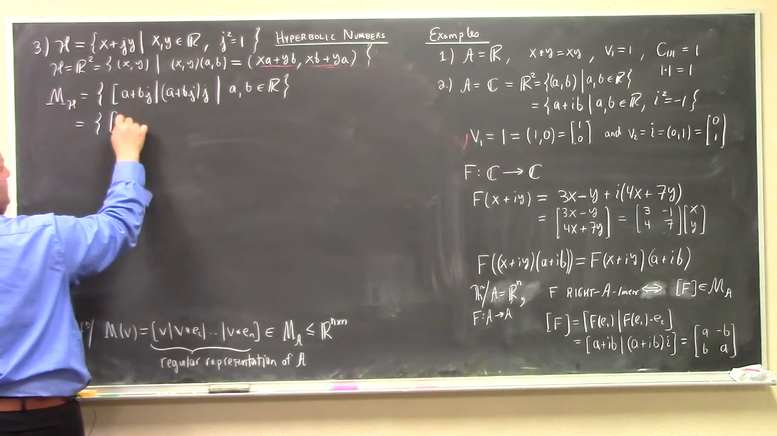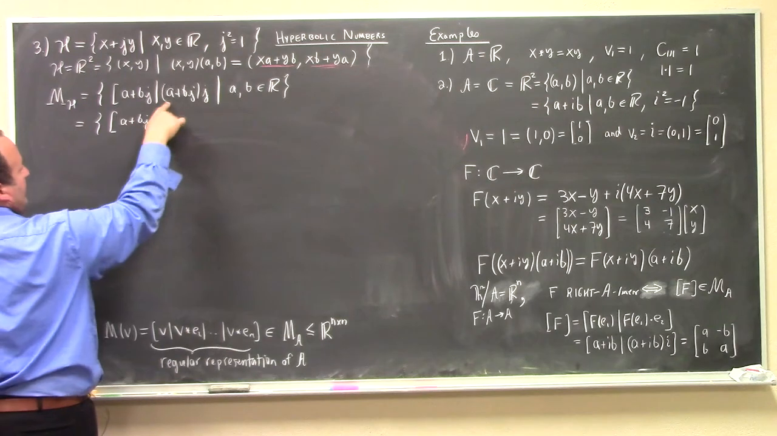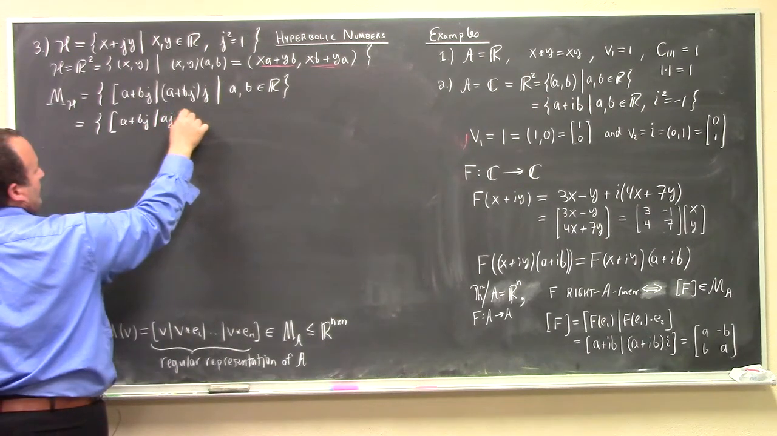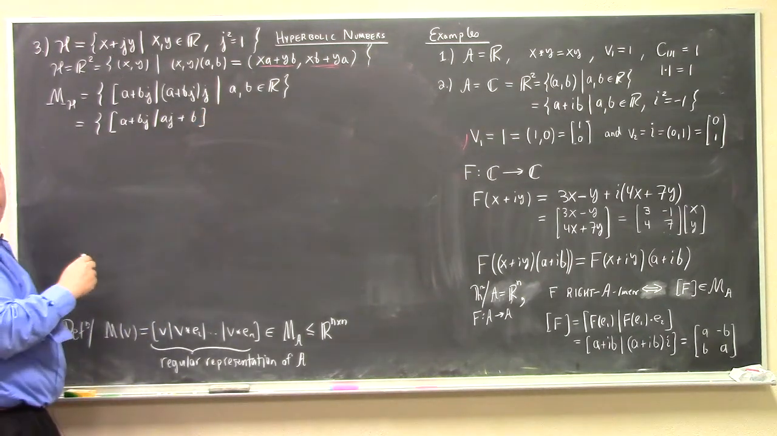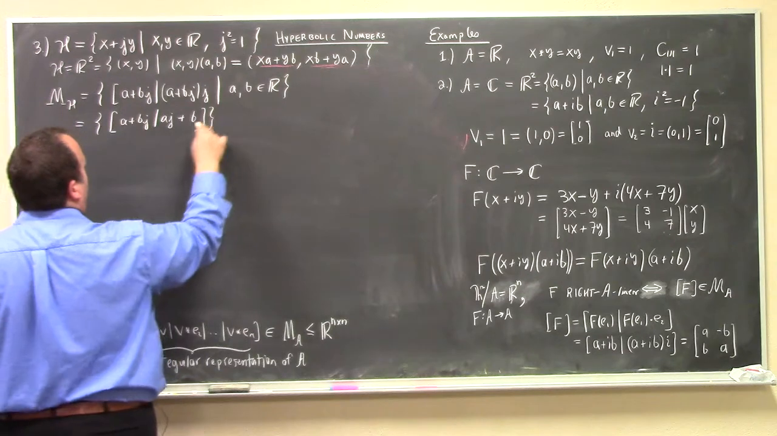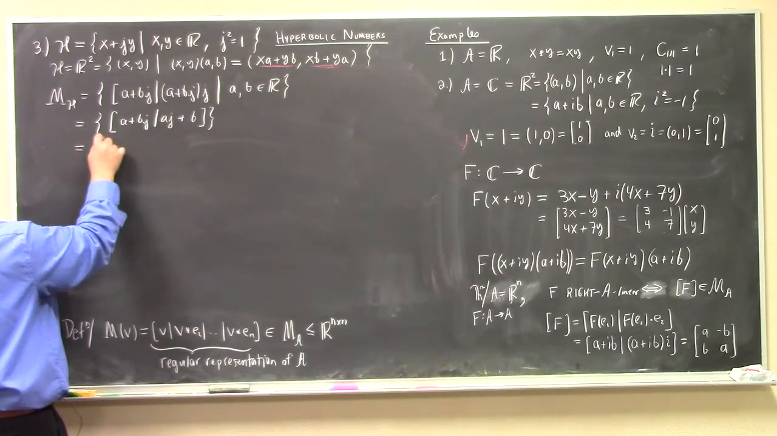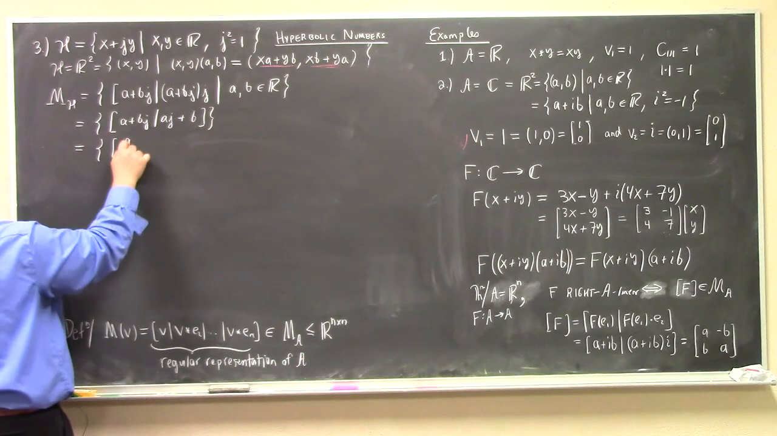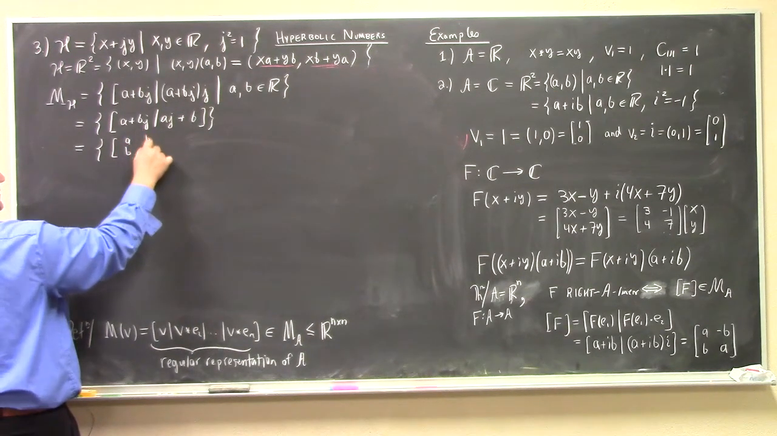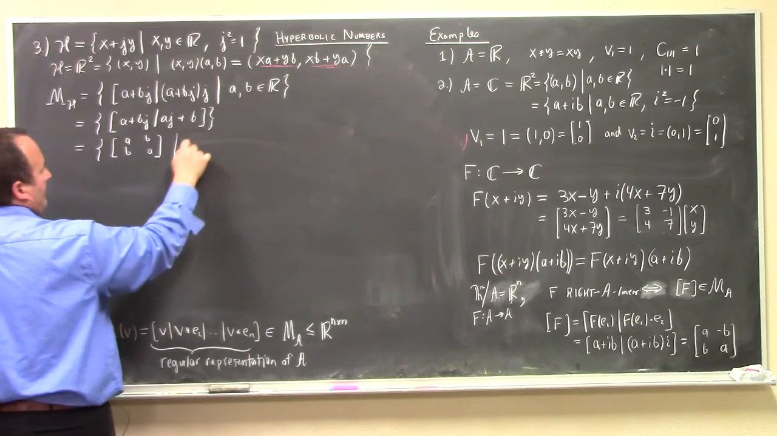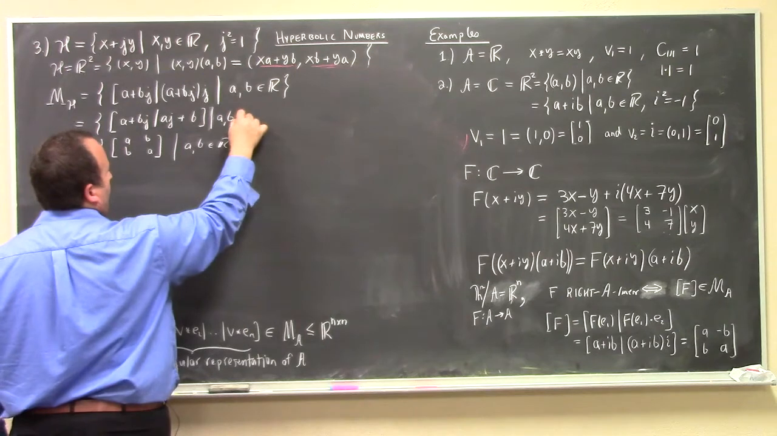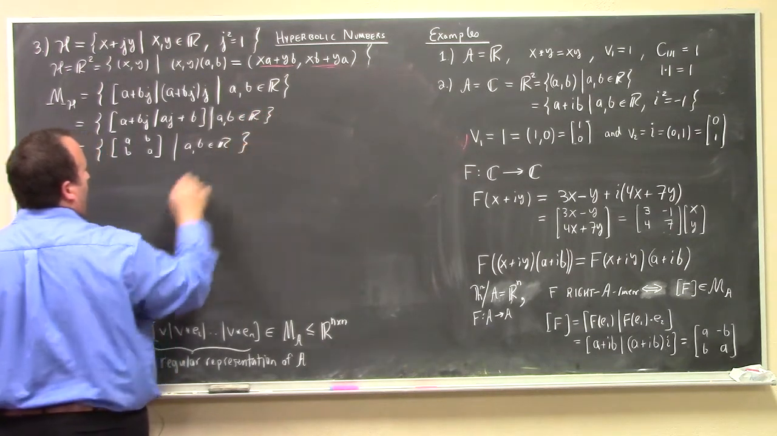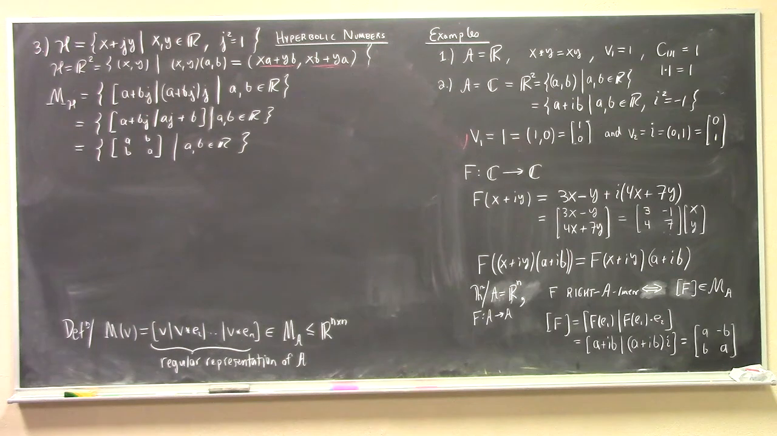Well, we've got a plus bj, and this multiplies what? Aj plus bj squared, which is just b again, right? So what you got is a, b, b, a. So there you go. That is the regular representation of the hyperbolic numbers.